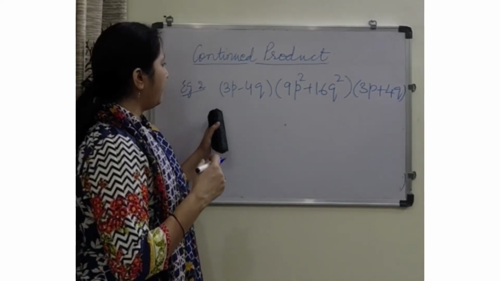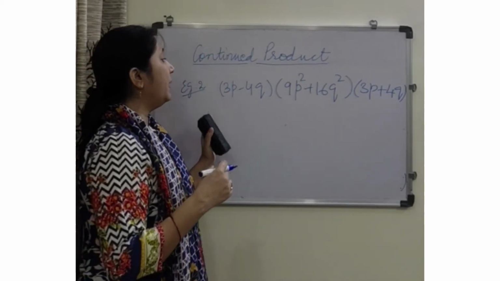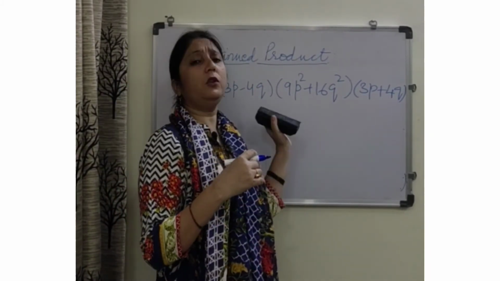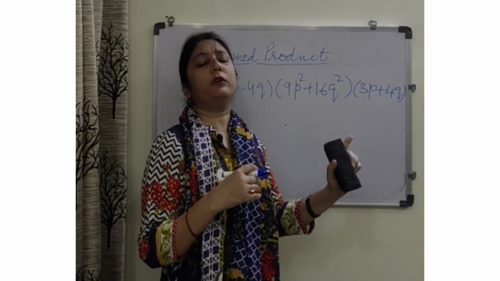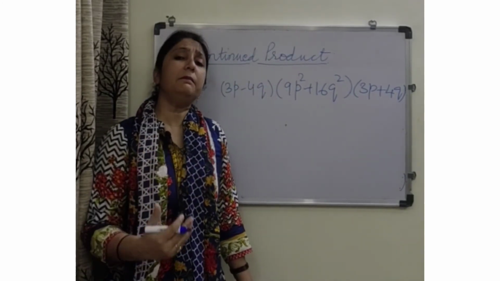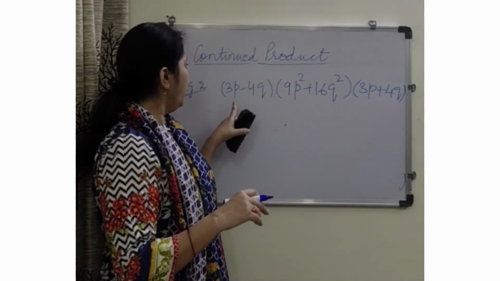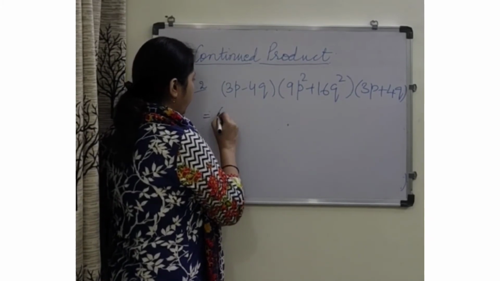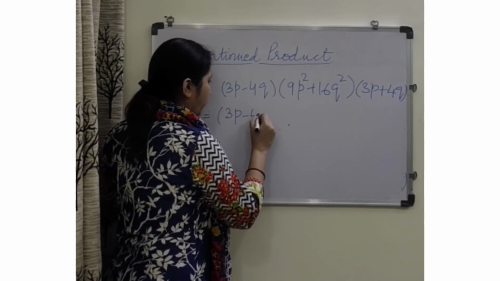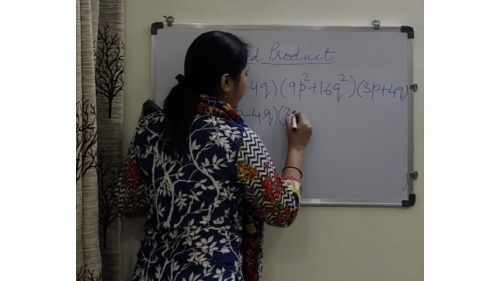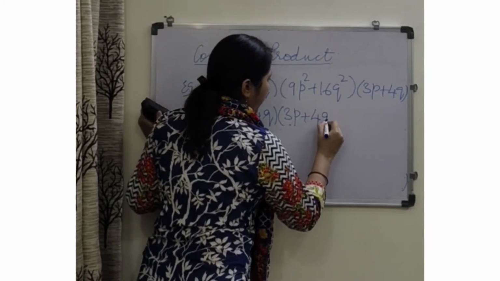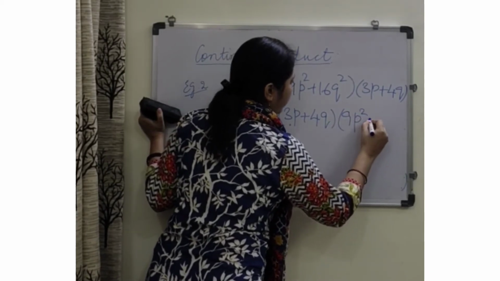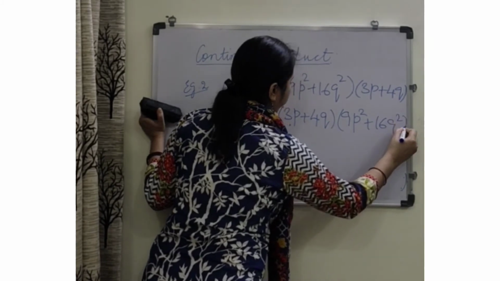Here is another example of continued product, but the brackets are not arranged, children. You have to bring those two brackets next to each other that have the same terms with different sign. So you can see one is over here, one is over here. So what do we do in the next step? We write 3p minus 4q and next to it we write 3p plus 4q and then we write 9p square plus 16q square.